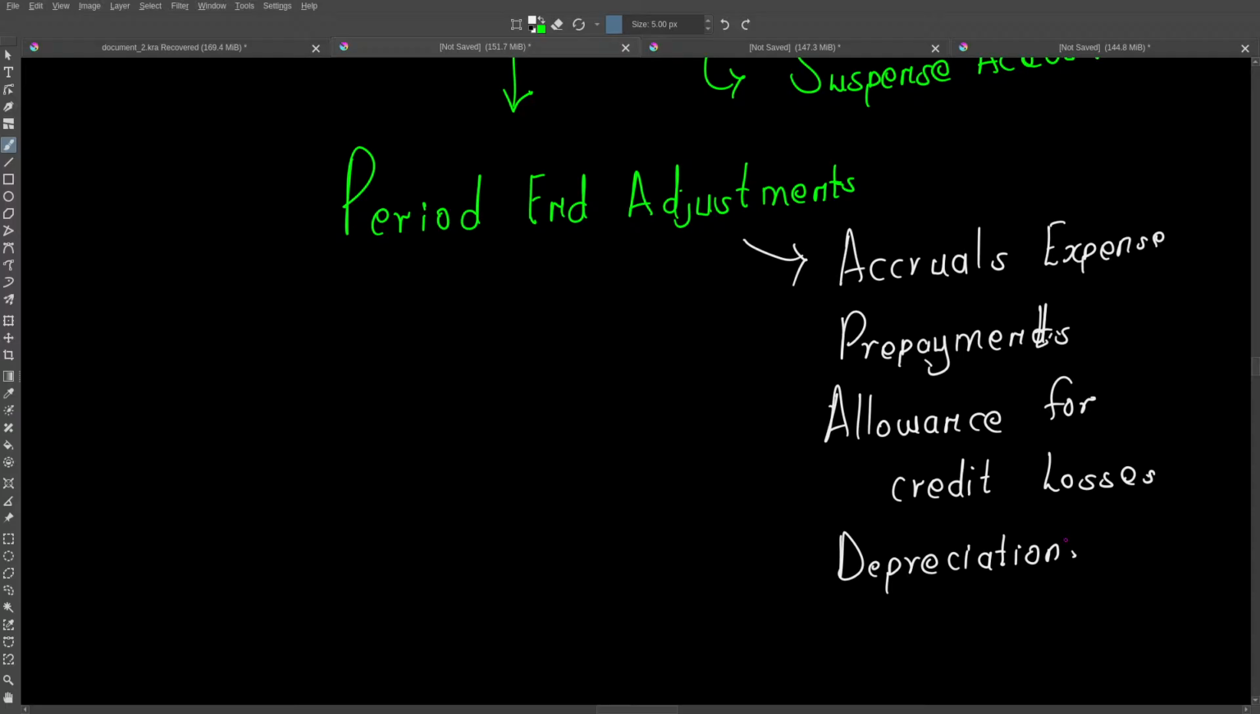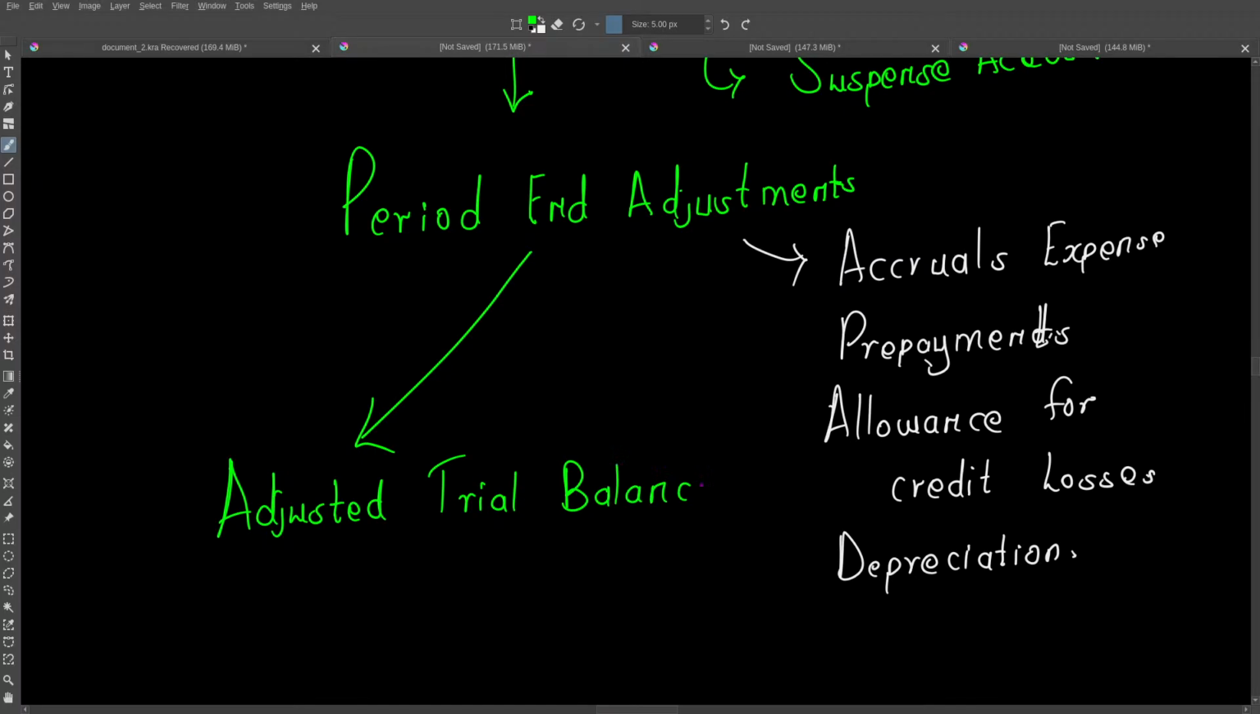All these adjustments, once you do them and you pass journal entries to record the adjustments, now you are able to get the adjusted trial balance. Now this trial balance will have even those adjustments that you have made at the end of the period. That is, if it is depreciation, you have the accumulated depreciation. If it is the prepayments, the accruals.